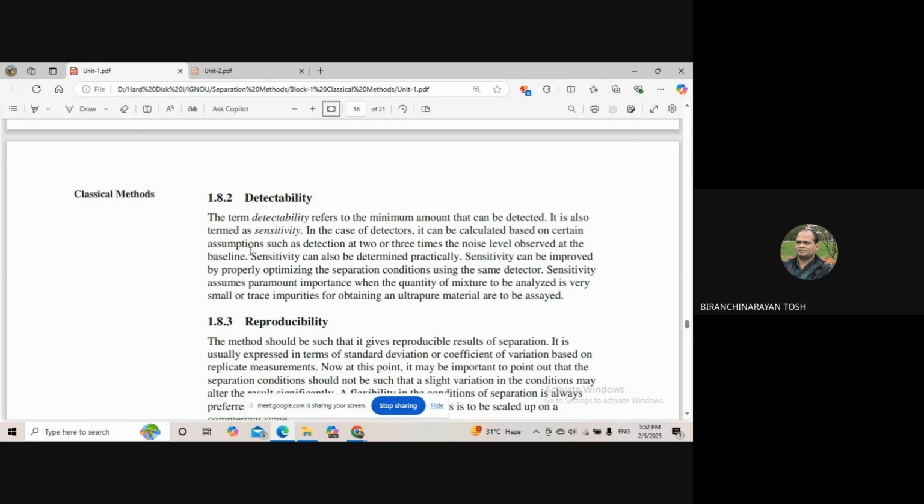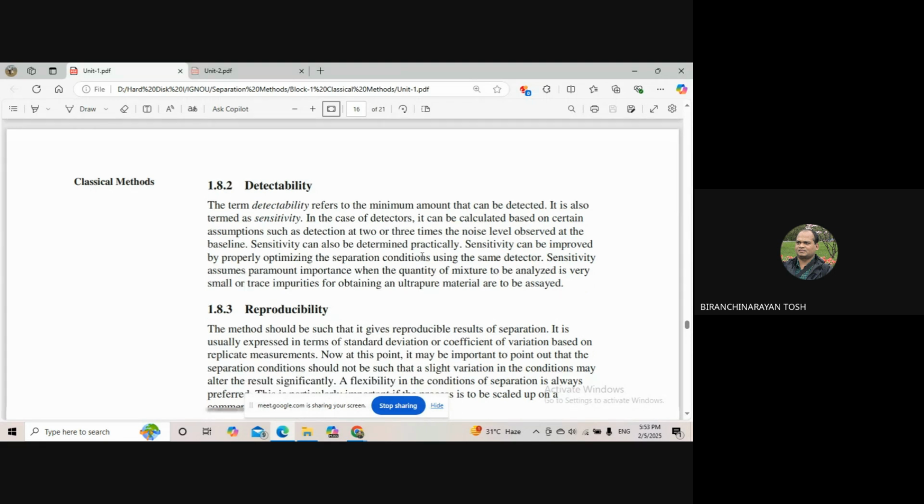So where this thing will happen, that detector we have to use. So detectability is also another criteria. Sensitivity can also be determined practically. Sensitivity can be improved by properly optimizing the separation condition using the same detector. Sensitivity assumes paramount importance when the quantity of mixture to be analyzed is very small or trace impurities, for obtaining an ultra pure material. So detectability or sensitivity is another important issue.